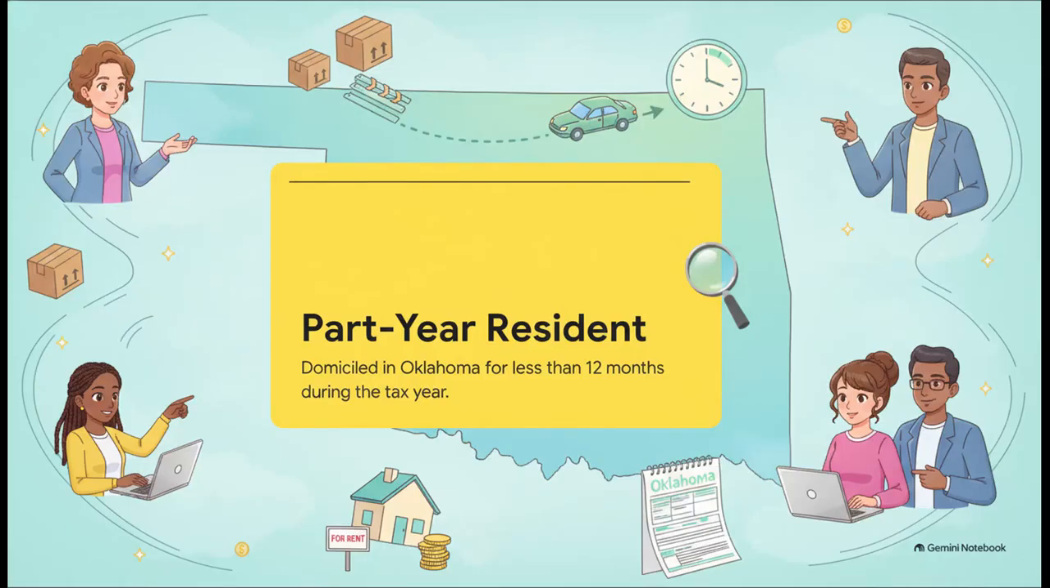Now, what if you moved around a bit? A part-year resident is someone whose permanent home, their domicile, was in Oklahoma for less than a full 12 months. In that case, you have the exact same income thresholds we just talked about, but only for the time you actually lived in the state. And hey, even if you never lived in Oklahoma, if you made $1,000 or more from Oklahoma sources, like maybe a rental property or some contract work, you fall into the non-resident category, but you are still required to file.